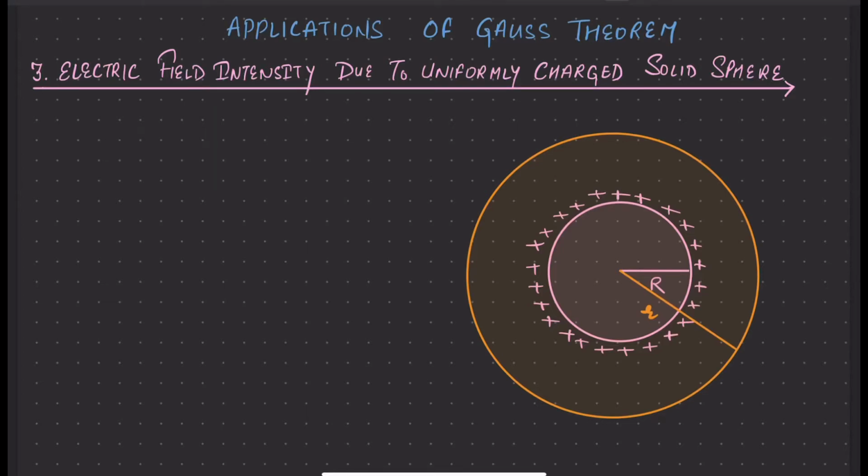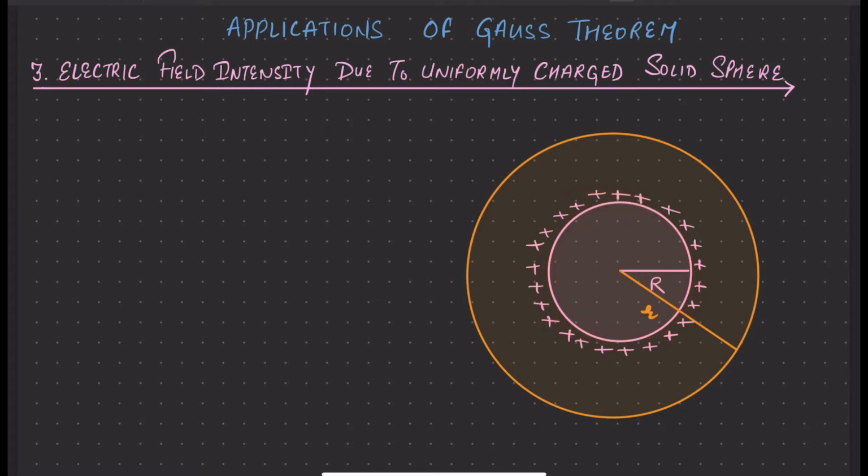This is Unit 1 Electrostatics and we are discussing applications of Gauss Theorem. The third application which we are going to discuss today is electric field intensity due to uniformly charged solid sphere. But before applying the Gauss theorem, we need to consider a solid sphere which we already have.